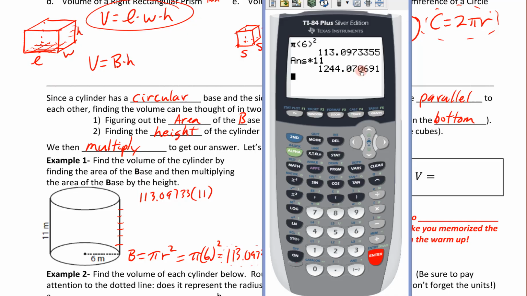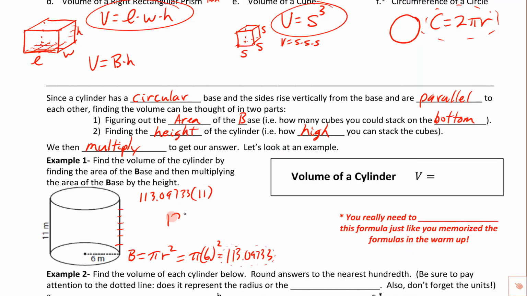1244.07, we'll round to the nearest hundredth, that's a 0, so 1244.07. Now I'm going to leave a little bit of space here. This is the answer, but remember, this was in meters, so technically there was meters here. So this would be in meters squared, and then we multiplied by 11 meters. So when we multiply the meters squared by the meters, we've got meter times meter times meter. This is going to be cubic meters.